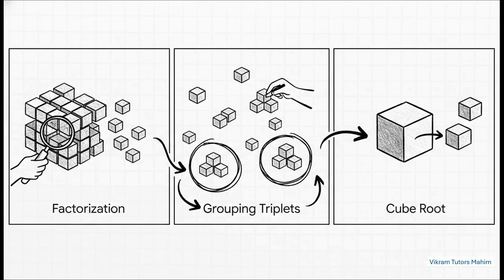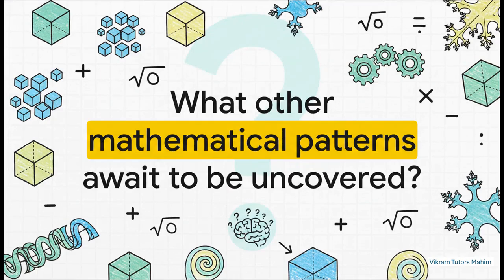So, to wrap up, perfect cubes are all about those prime factor triplets. That's the key. Now that you can deconstruct a cube, what other math patterns are just waiting to be uncovered?